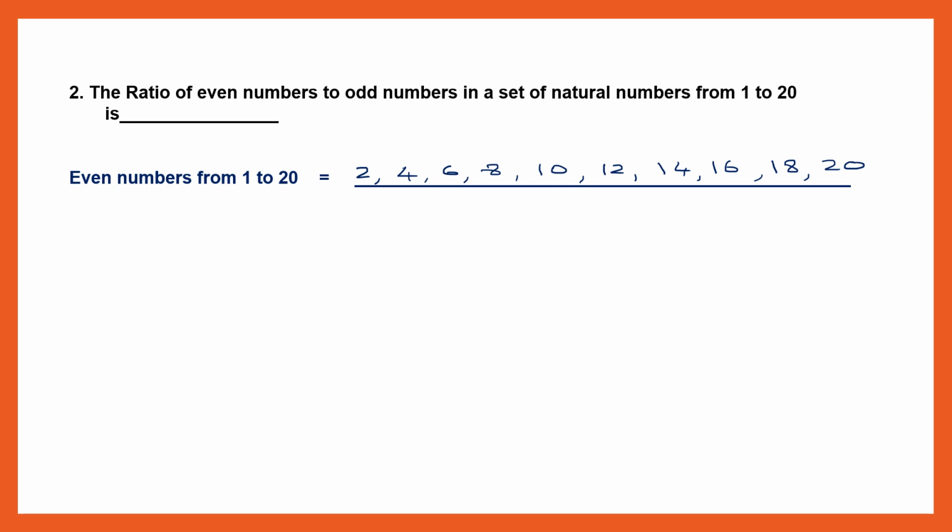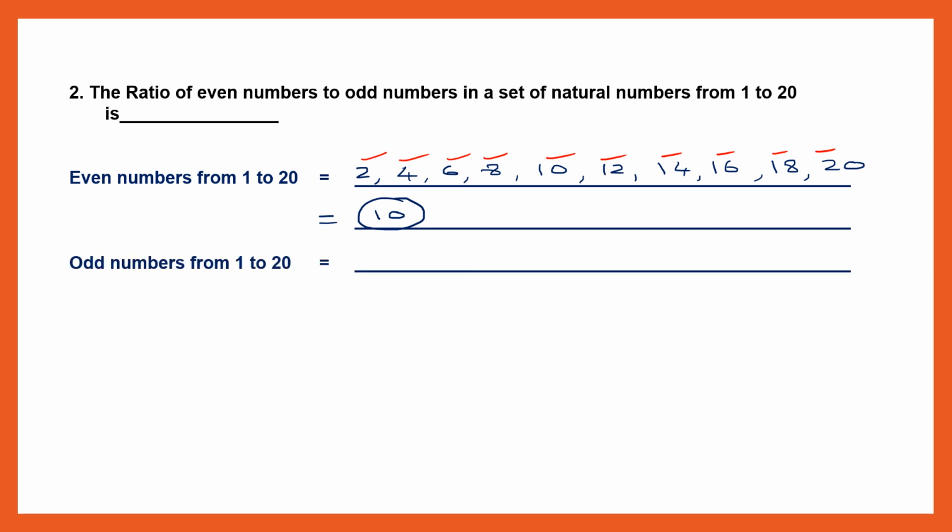Okay, because it says from 1 to 20. Now how many are there? 1, 2, 3, 4, 5, 6, 7, 8, 9, 10. So even numbers from 1 to 20, we have 10 numbers.